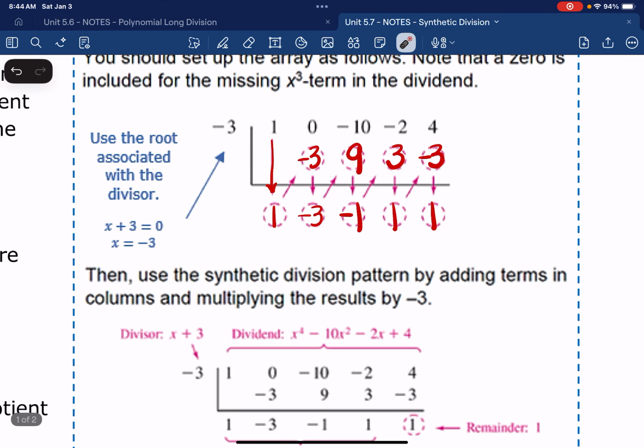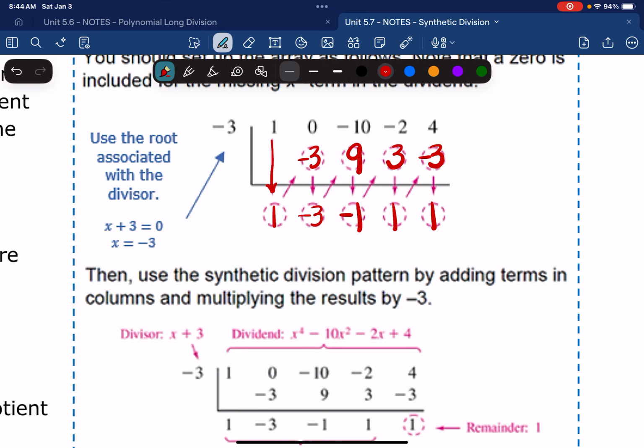So I started with x to the 4th power. So our solution is going to be 1x cubed minus 3x squared minus 1x plus 1. Now, what do we do with this final number right here?